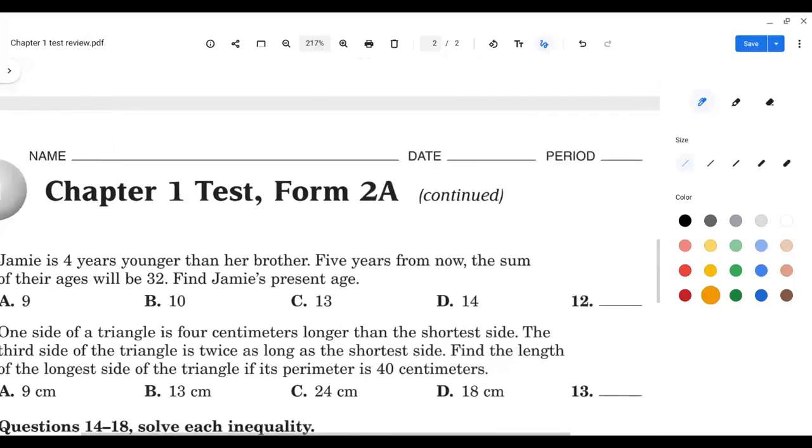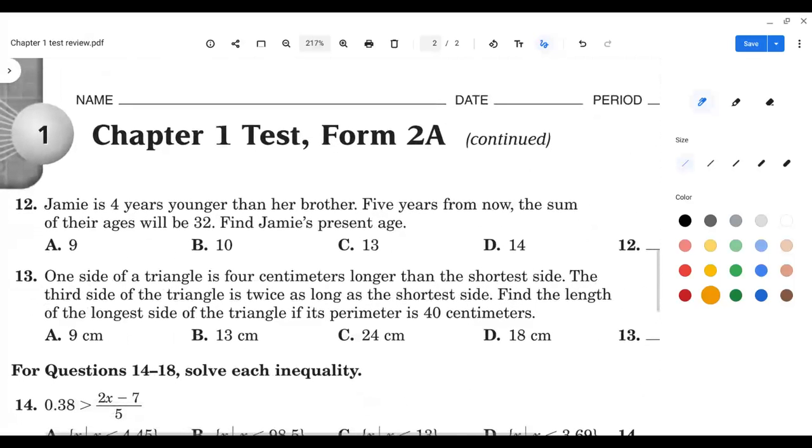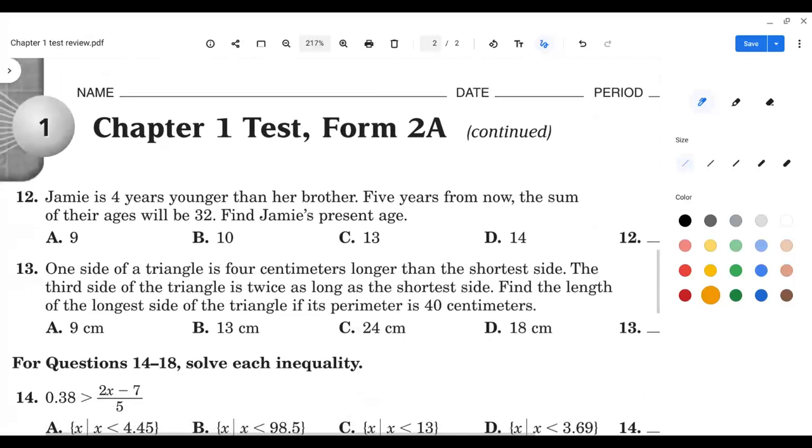Okay, so these are problems where you have to write an equation and solve it yourself. Those are the type of question you're going to see a lot on ACT or any type of standardized test. All you have to do is write the relationship and then solve it. So Jamie is 4 years younger than her brother. So there is a relationship, right? And usually what we're looking for is x.